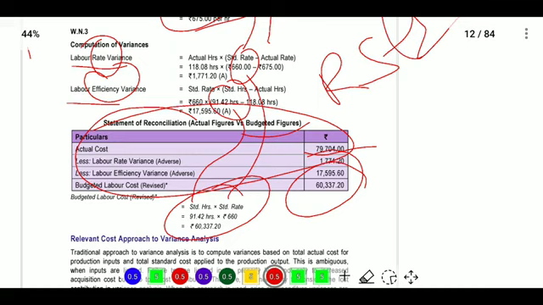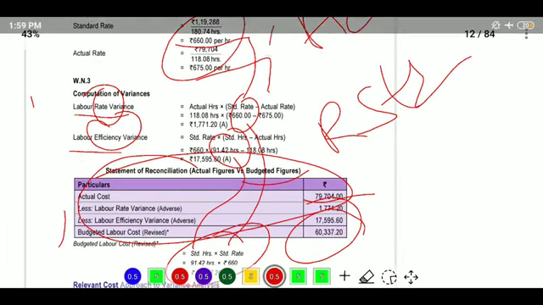This is the case we have calculated, when we have a learning curve efficiency, how we get the variance. This is the case. And the remaining we will see in the next class.